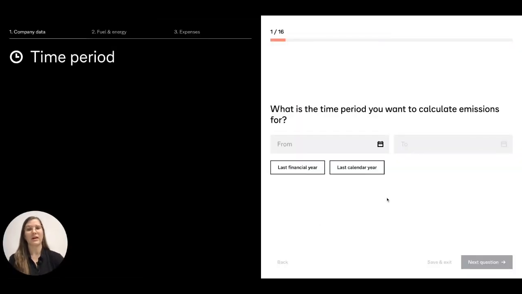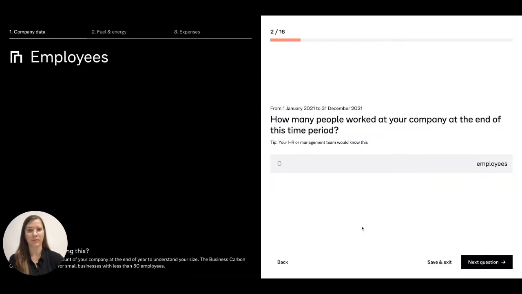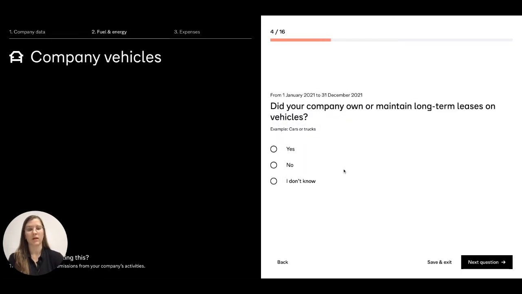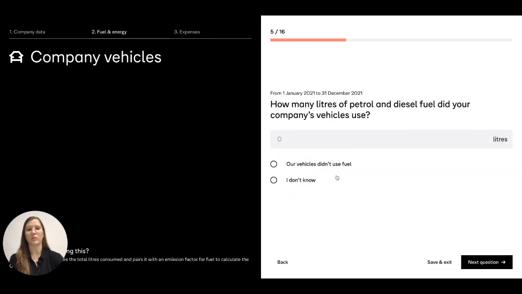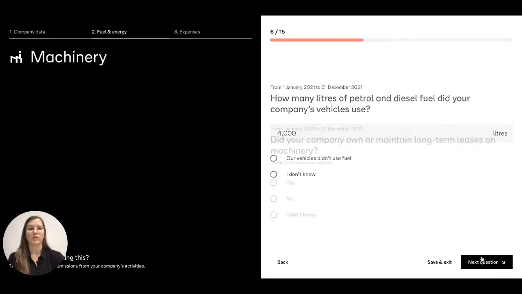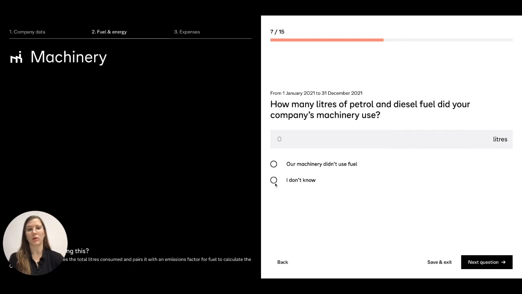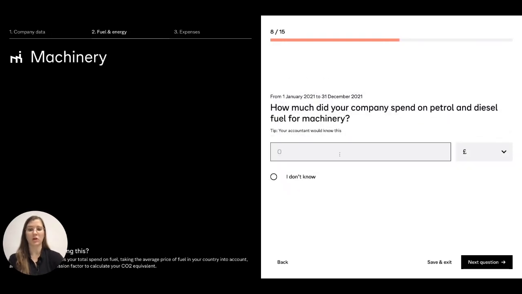So starting off, every calculation is connected to a time period. We also want to know how many employees you have, since the tool is designed to be optimized for 50 employees or lower. But you can use it even if you're bigger than that. We also want to ask about your company's revenue. We then start by asking fuel and energy related questions. So here you can answer the questions if you do have any, and then you will be prompted to answer activity data that you might have. If you answer that you do have something and don't know the actual liters, you can always revert back to cost.